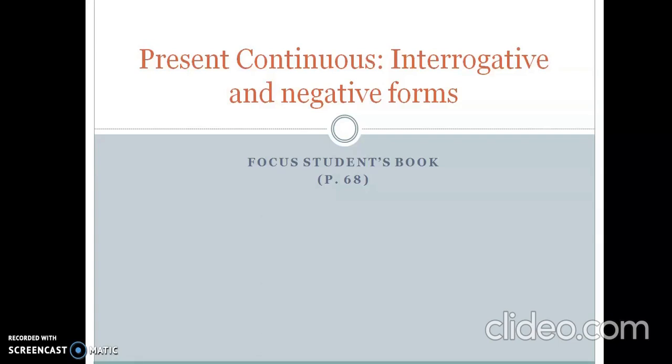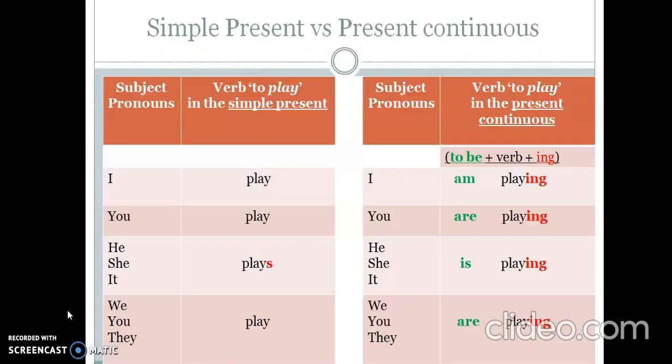Present continuous, its interrogative and negative forms. So before we start with the negative and the interrogative forms, let's do a little review of the present continuous. We have previously seen both the simple present and the present continuous.